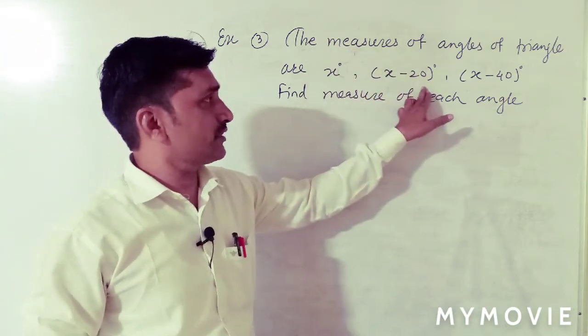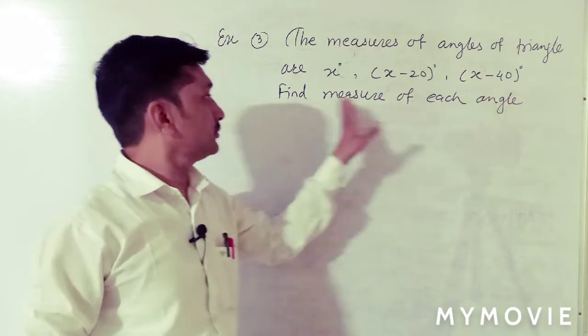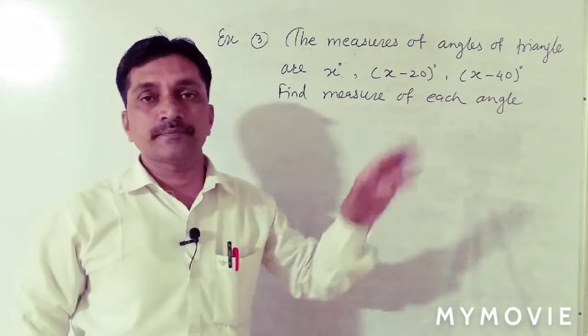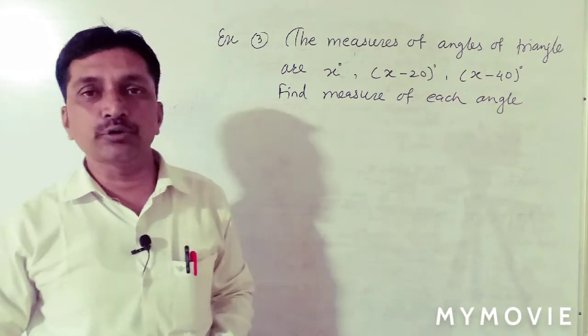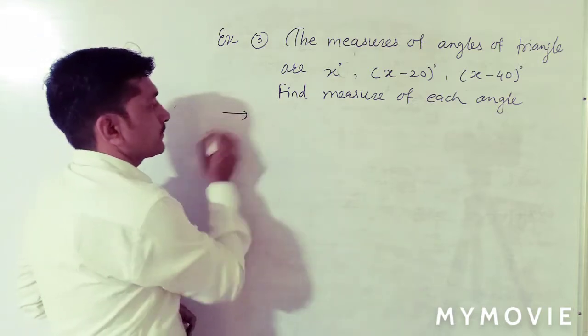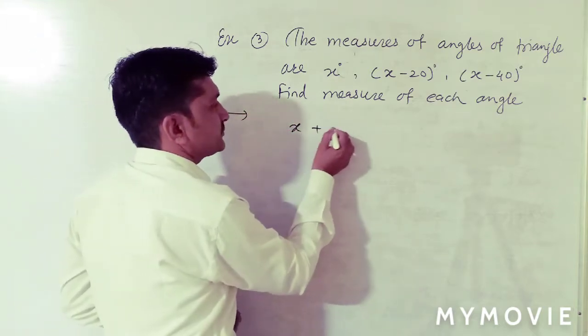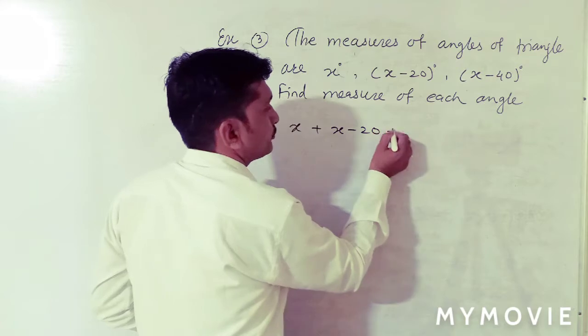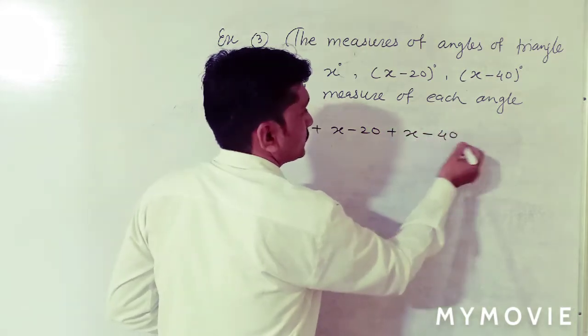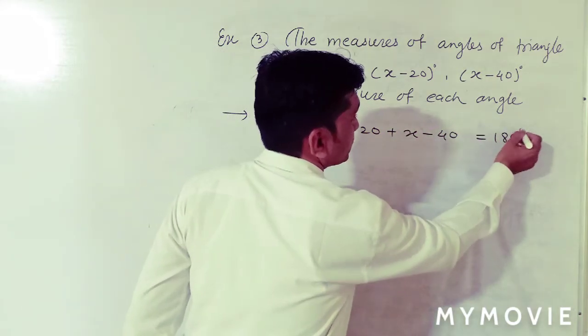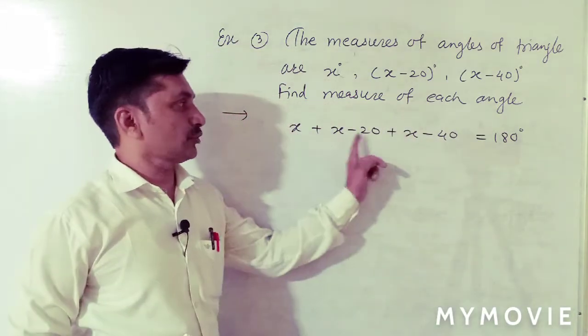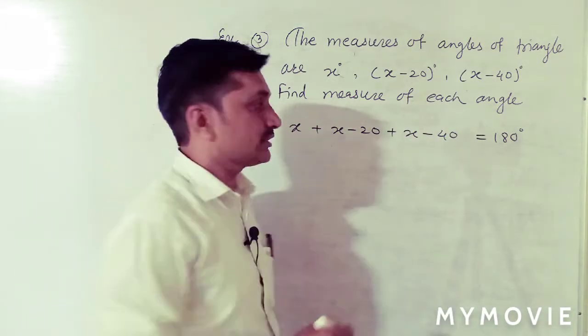first angle x minus 20, second x minus 40, third. Find the measures of each angle. For this example also we have to use the angle sum property. x plus x minus 20 plus x minus 40 is equal to 180 degrees. The sum of the three angles of a triangle is 180 degrees.